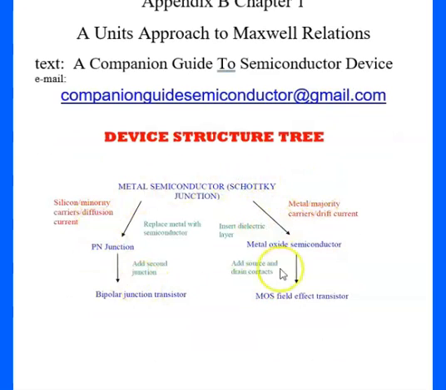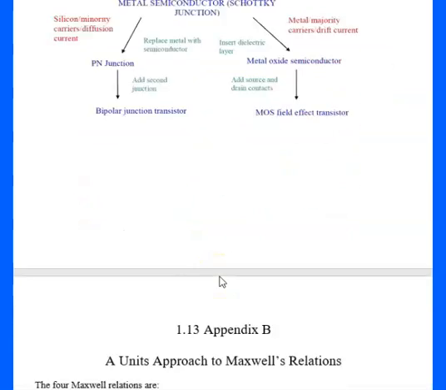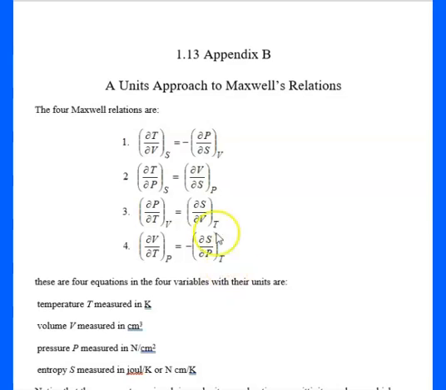So, there's no devices here. There's no field effect transistors or bipolar transistors. This is purely thermodynamics. So let's take a look at the Maxwell relations. There are 4 of them, and they involve 4 separate variables: the temperature, the volume, the pressure, and the entropy. And each of these variables has associated with it units.